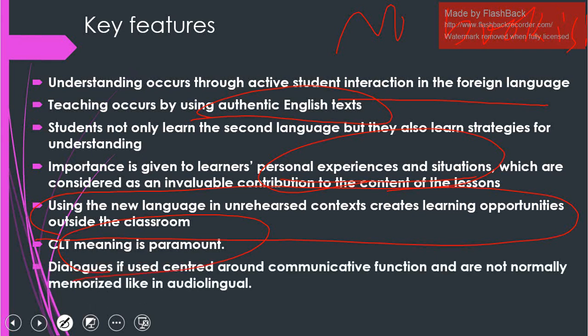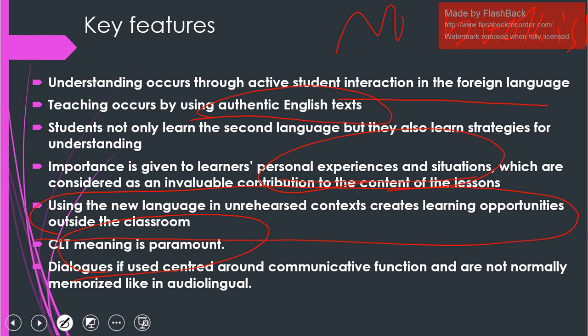Dialogues, if used, are centered around communicative function and are not normally memorized like in the audiolingual method. For example, I need to give you an example from the audiolingual method so that you understand what I'm talking about. In the audiolingual method, students are supposed to memorize scripted dialogues and use them in a mechanical way. But in the CLT method, it is never like that, because you are going to use the language in a practical, natural way.